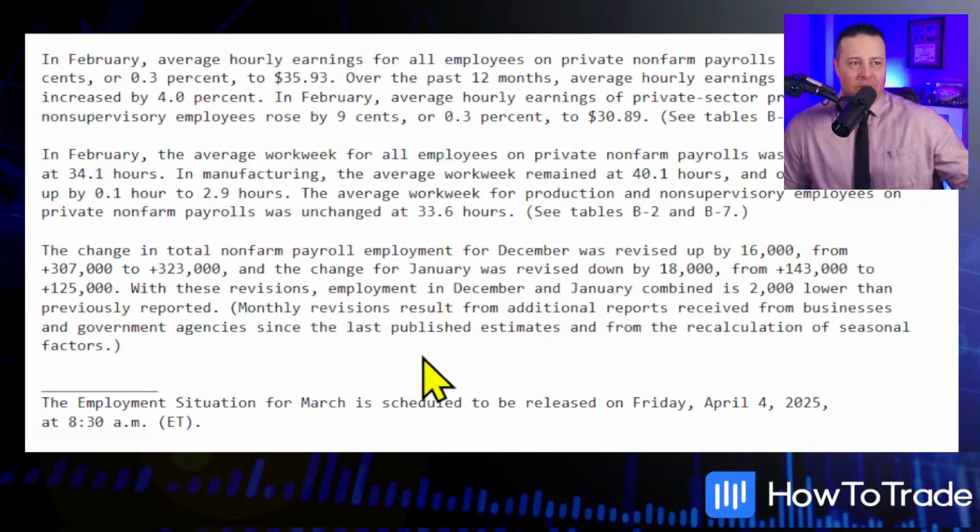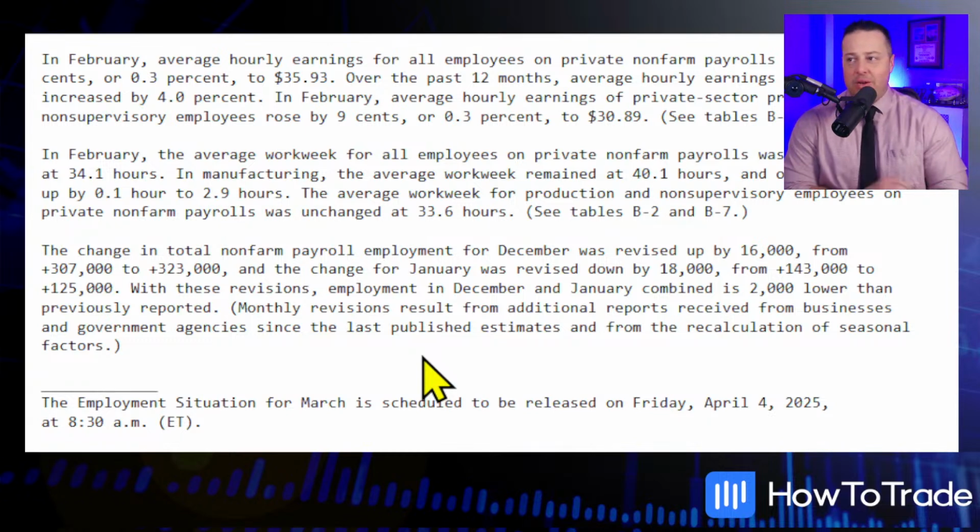The change in total non-farm payroll employment for December was revised up by 16,000. Talked about that. They went back. They've revised December up twice now. December was revised up by 16,000 from 307 to 323. And the change for January was revised down by 18,000 from 143 to 125. With these revisions, employment in December and January combined is 2,000 lower than previously reported.